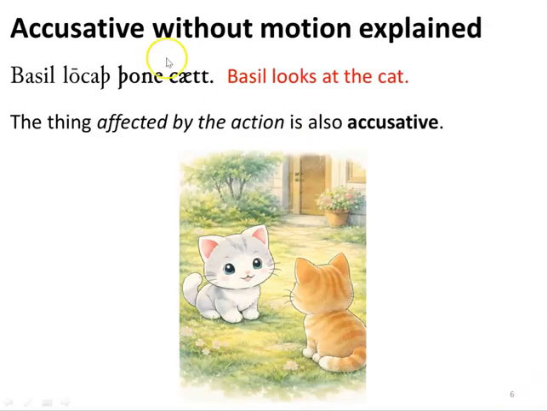Let's have a look at another case, without motion. Basil lōcath thone cat. Basil looks at the cat. The thing affected by the action is also accusative. So Basil is the subject. He's looking, that's the verb, looks at the cat, and the cat is affected by the action. That's accusative. The cat is the direct object of Basil looking, the direct object of the verb here.